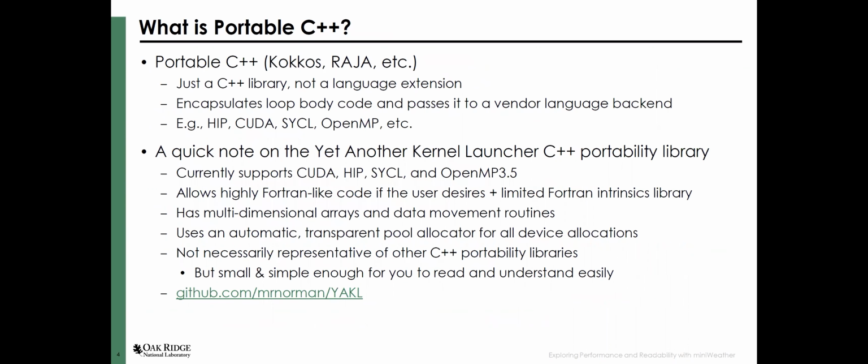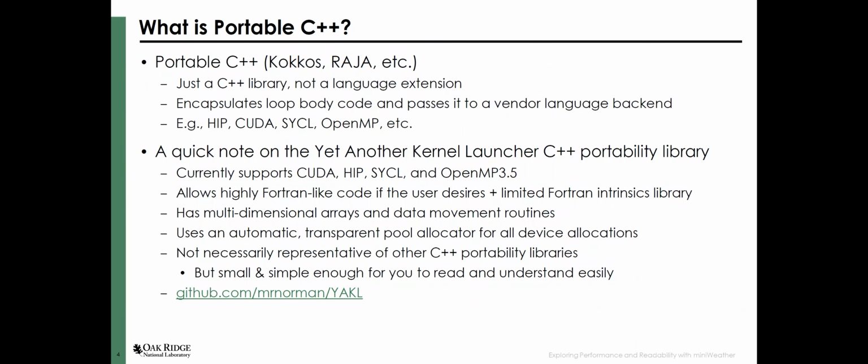So first, I want to start off, there is an aspect here that we're going to focus on somewhat that's portable C++. I just want to say portable C++ libraries like Kokkos and RAJA, they're just libraries. They're not language extensions. What they do is they encapsulate loop body code and they pass it to a hardware backend. They can launch it on vendor hardware using vendor languages like HIP, CUDA, SYCL, OpenMP, and so on.